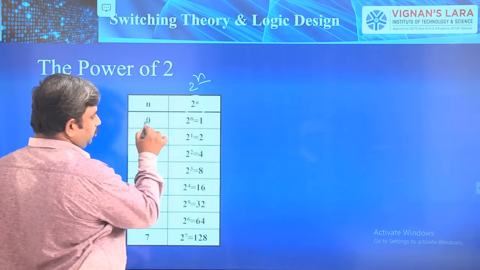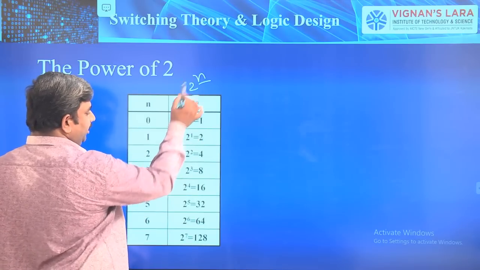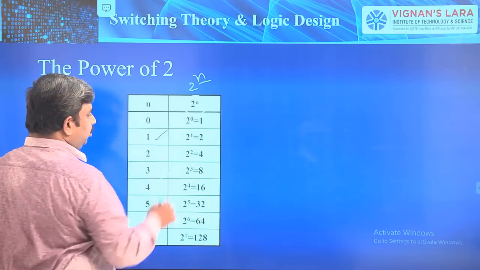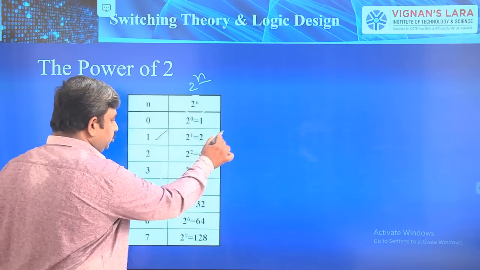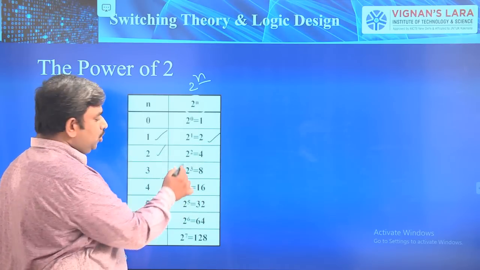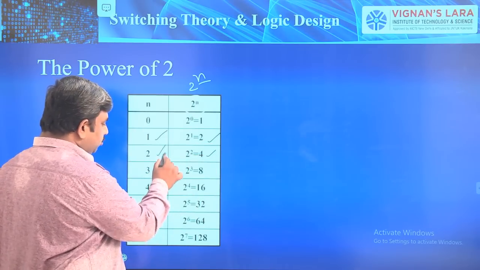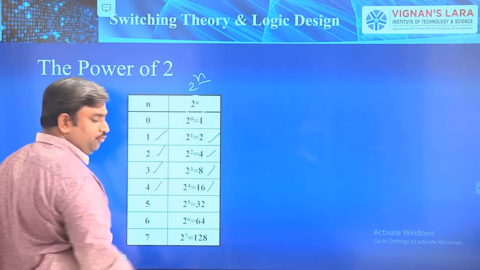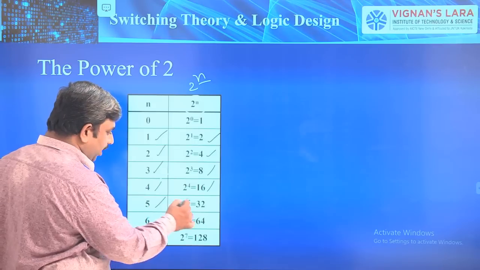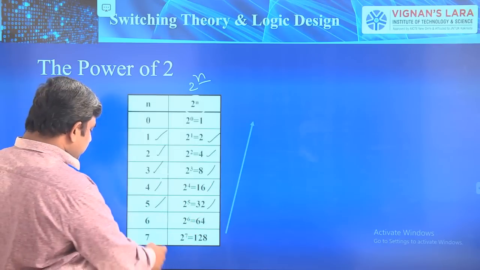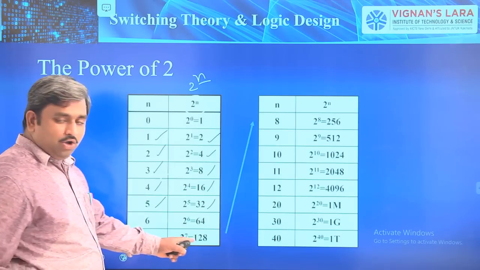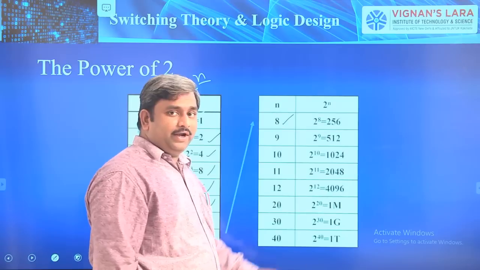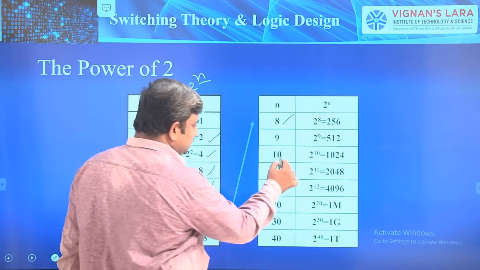If n is equal to 0, 2 power 0 is equal to 1. If n is equal to 1, 2 power 1 is equal to 2. If n is equal to 2, 2 power 2 is equal to 4. If n is equal to 3, 2 power 3 is equal to 8. If n is equal to 4, 2 power 4 is equal to 16. If n is equal to 5, 2 power 5 is equal to 32. In the same way, n is equal to 7, 2 power 7 is equal to 128. If n is equal to 8, 2 power 8 is equal to 256. So this is very important.